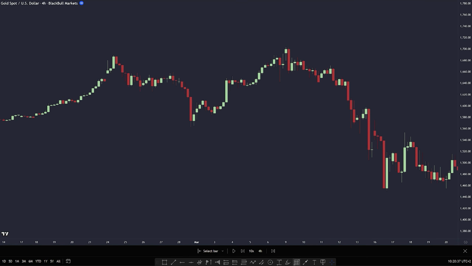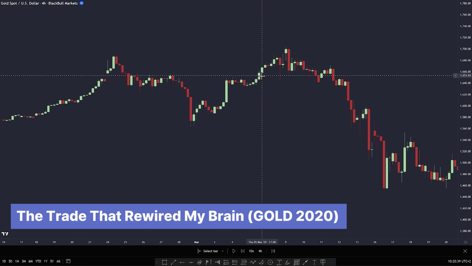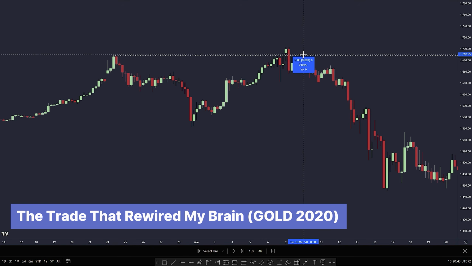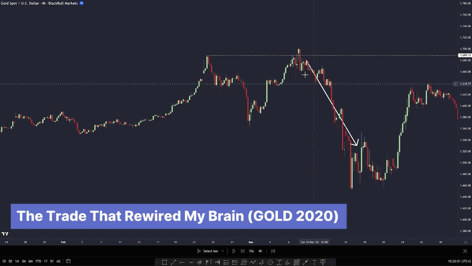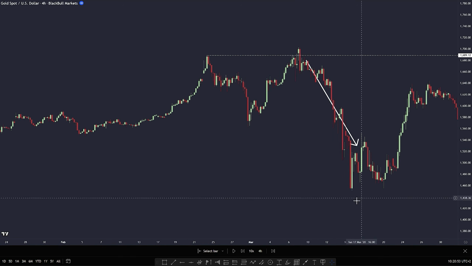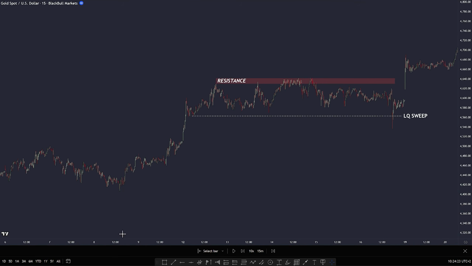I still remember the trade that rewired my brain. About 5 years ago, I was short gold. Price spiked above the previous high, took my stop to the tick. I watched it reverse and drop 200 points in my original direction. I lost money on a trade I was right about.